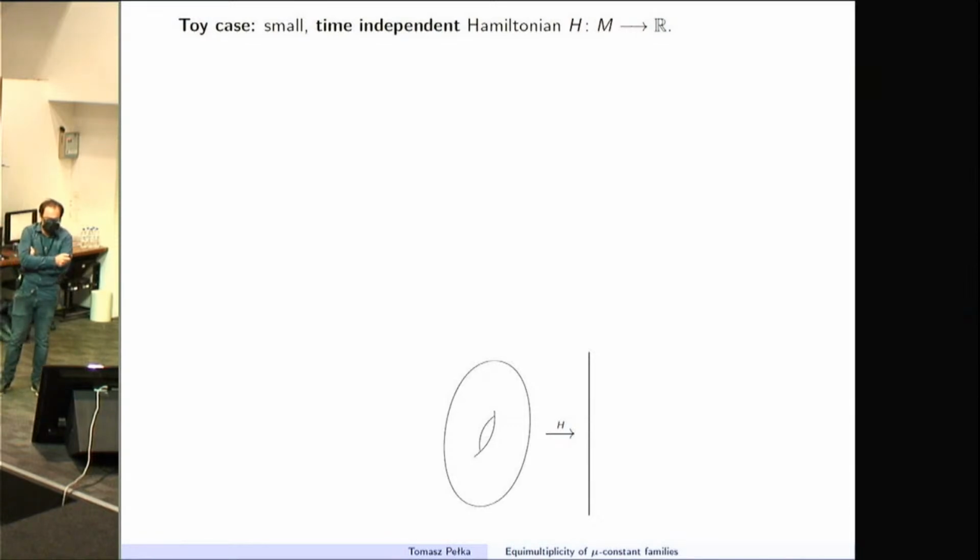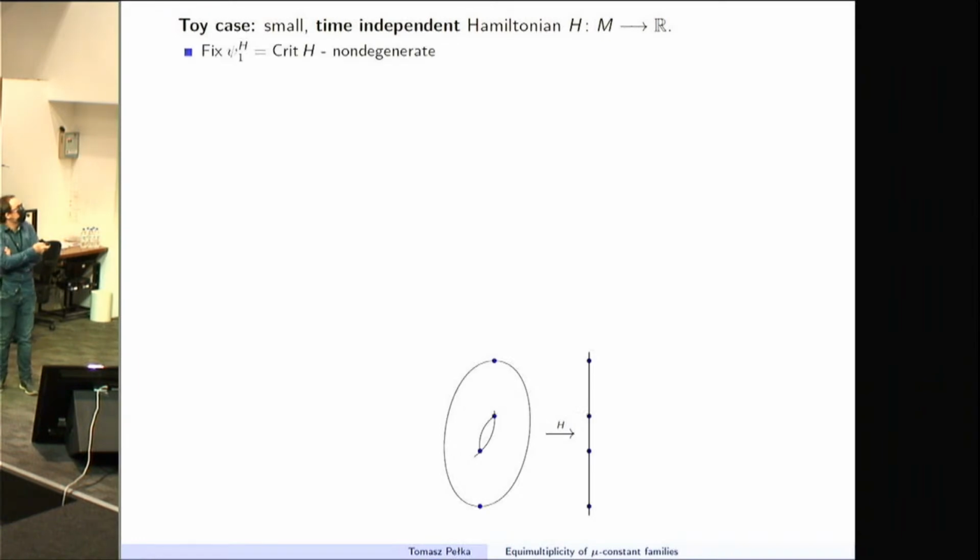So let's consider a toy case when the Hamiltonian is time independent. So it just goes from M to R. And I apologize to all of you singularity theorists that now I'm lecturing in symplectic geometry, but I really would like to motivate the tool that we are using to study the Zariski conjecture. So now I will tell you something that you probably already know. Well, for sure you already know, but let me say it nonetheless.